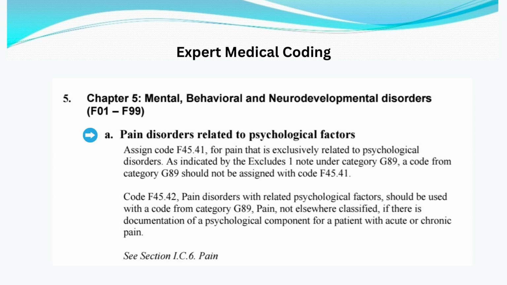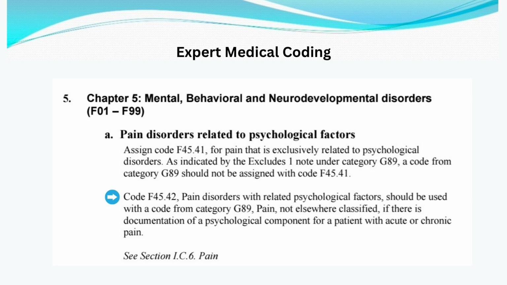Pain disorders related to psychological factors. Assign code F45.41 for pain that is exclusively related to psychological disorders. As indicated by the excludes one note under category G89, a code from category G89 should not be assigned with code F45.41. Code F45.42, pain disorders with related psychological factors, should be used with a code from category G89, pain not elsewhere classified, if there is documentation of a psychological component for a patient with acute or chronic pain.